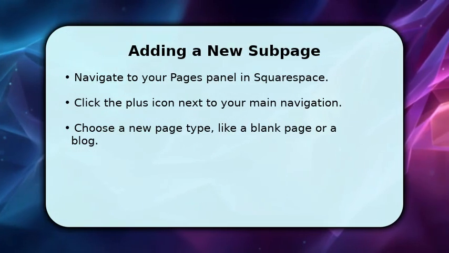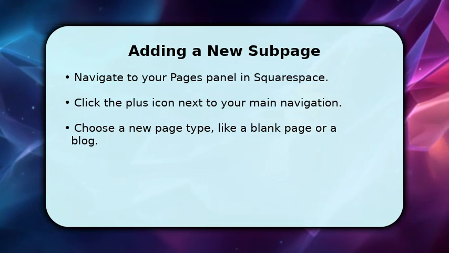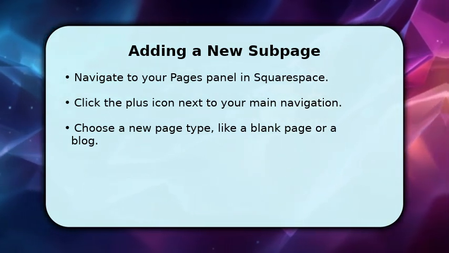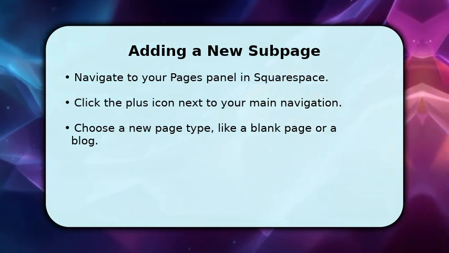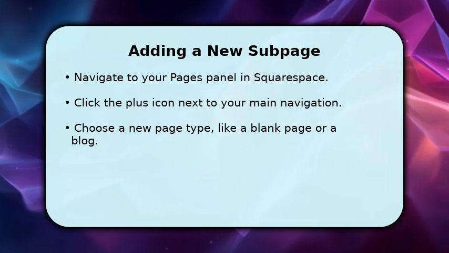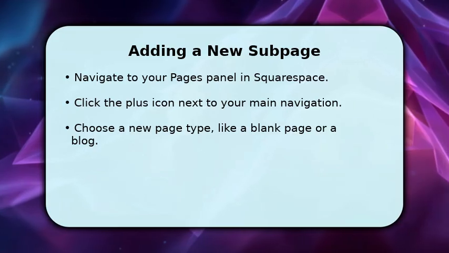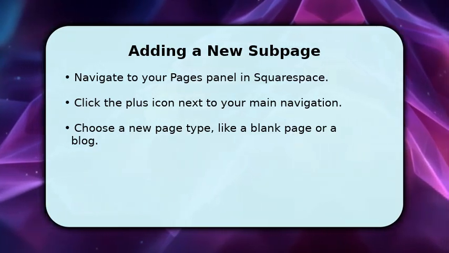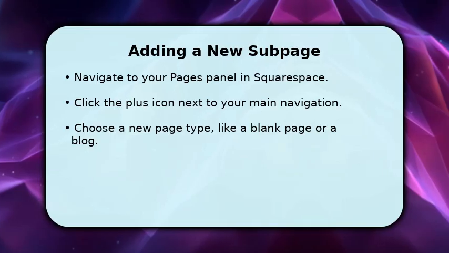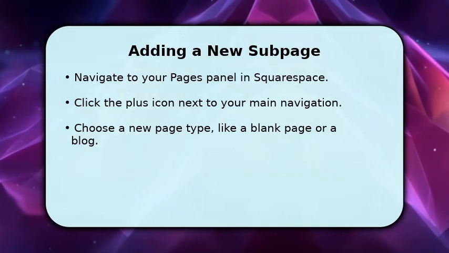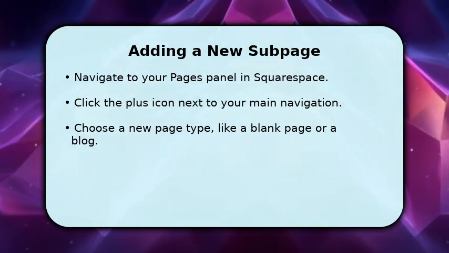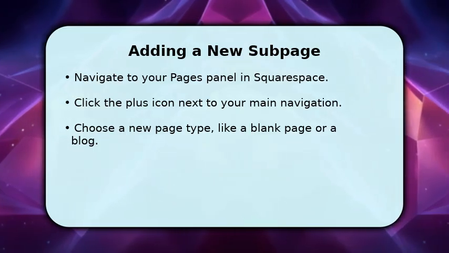To begin, head over to your Squarespace Pages panel. You will see a plus icon next to your main navigation section. Click this icon to add a new page. After selecting your desired page type, simply drag and drop this new page directly underneath the main navigation item you wish it to be associated with. This action instantly transforms it into a subpage.